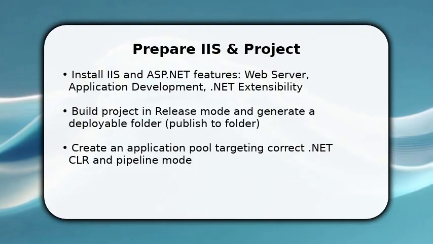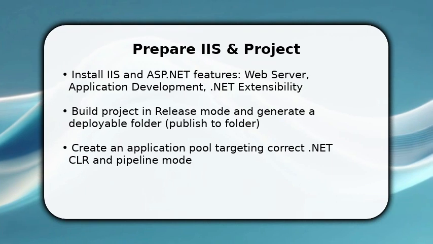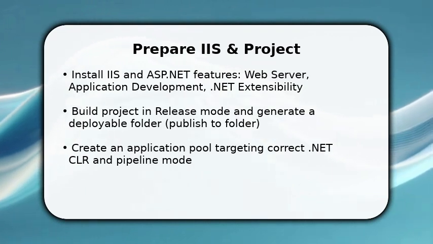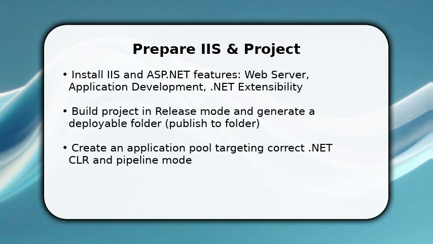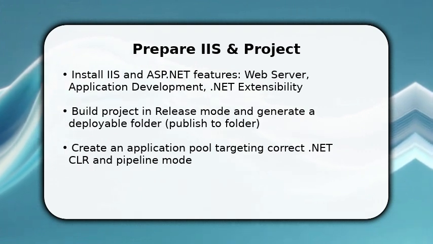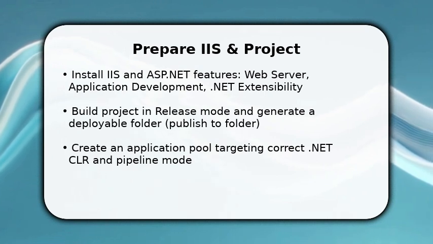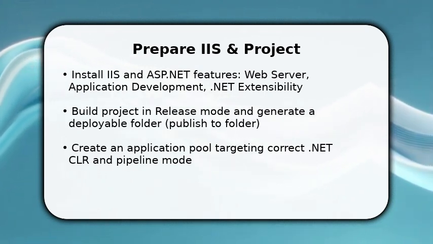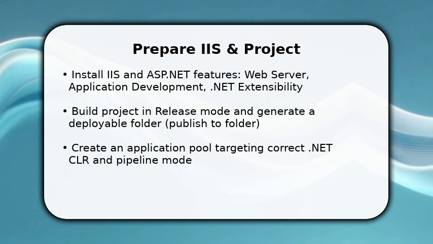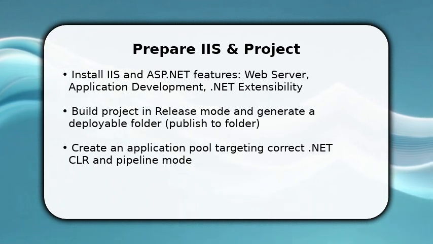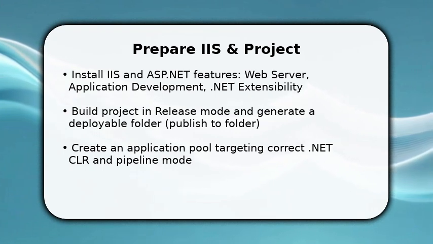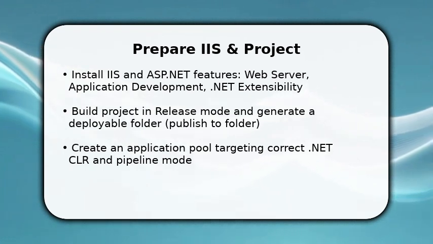You start by ensuring IIS and the ASP.NET components are installed. This enables request handling and runtime. Next, publish your ASP.NET MVC project to a local folder in release so all assemblies and views are ready. Then create an application pool and set the .NET CLR version and integrated pipeline to match your app. This isolates processes and permissions.